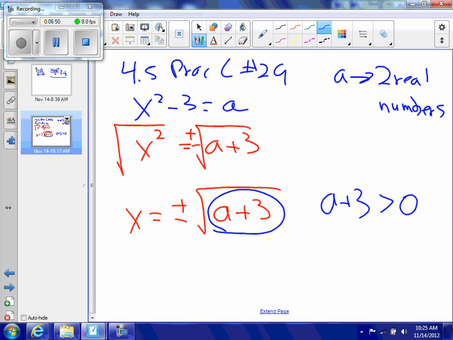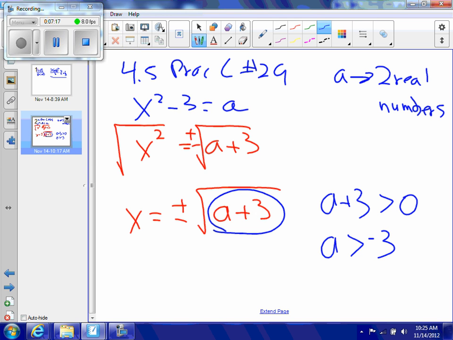Well, now it's an easy thing to do. I'm going to subtract 3 from both sides. A has to be greater than negative 3. Anything less than negative 3, I'm not going to have a real number solution. Does that make sense? Yeah? All right. This will be very important when we get into rational functions.